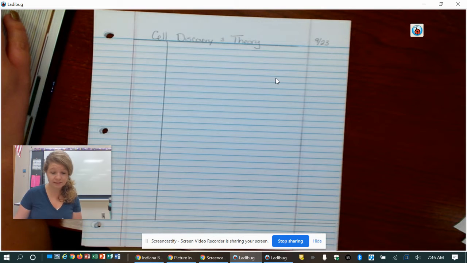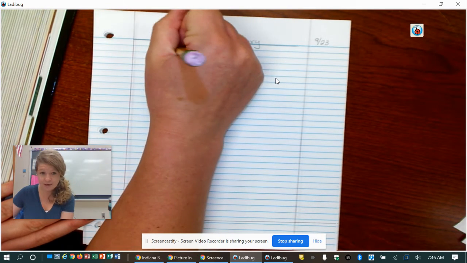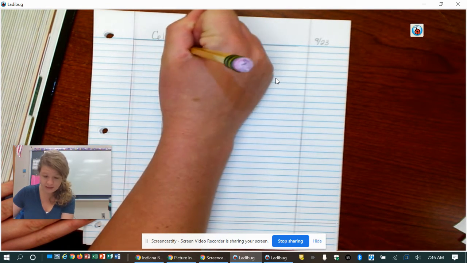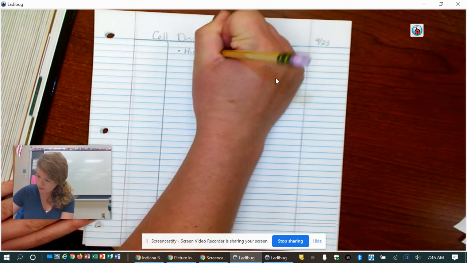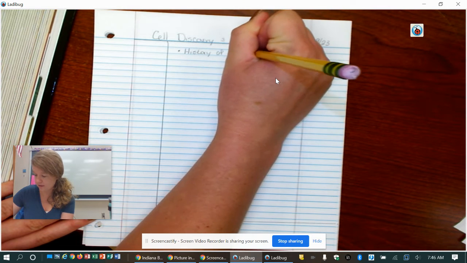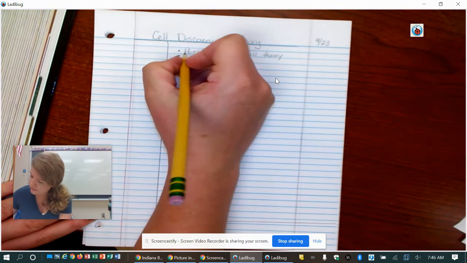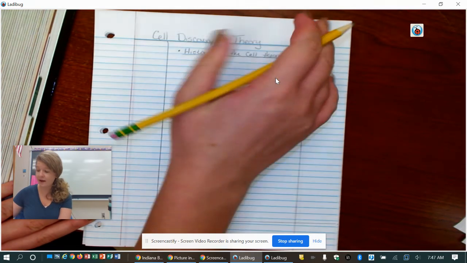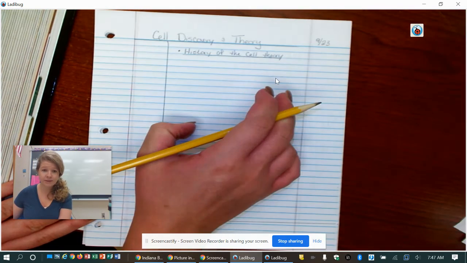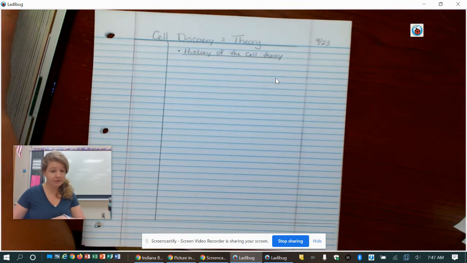Moving on to the history of the cell theory. So right away, I know, before I do anything else, that this subheading is going to be a heading in my notes. So the first thing I'm going to write under my main idea is history of the cell theory. And I always like to underline what I think are really important ideas. So I know everything that's going to go under this bullet point all has to do with the history of the cell theory. That's how I chunk up my specific notes. All right, back to reading.